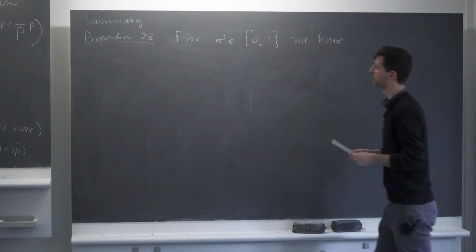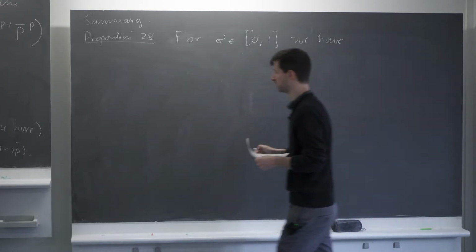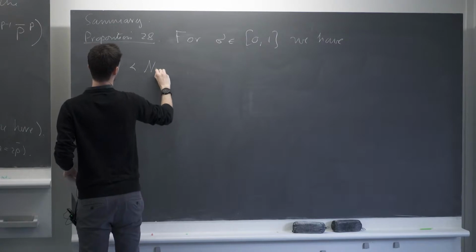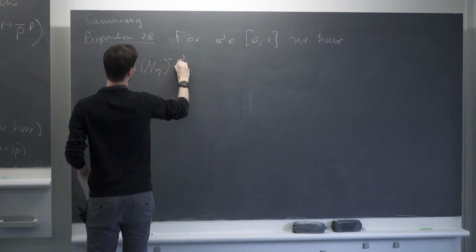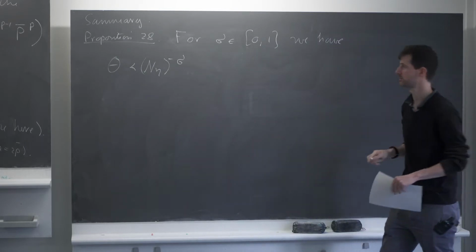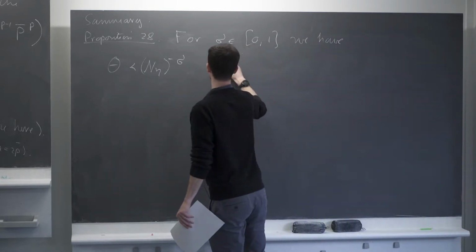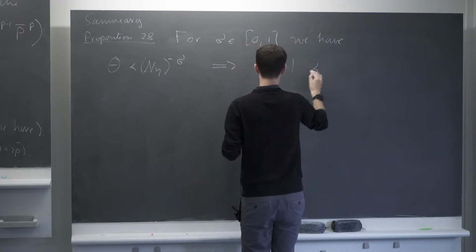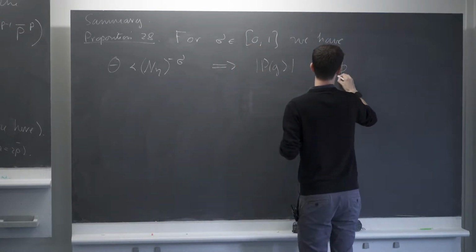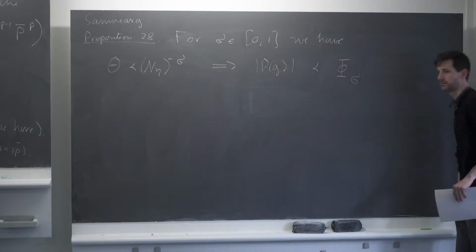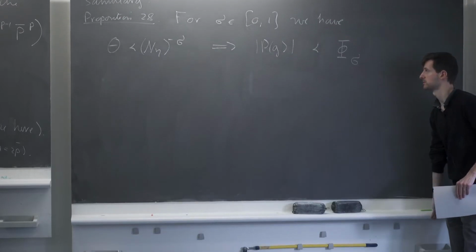We have the following implication. So I would like to write it as an implication. If you know that theta is stochastically dominated by n eta to the minus sigma, then you know that P of G is stochastically dominated by phi sigma. That's what we just saw.